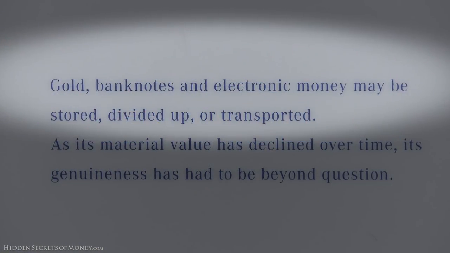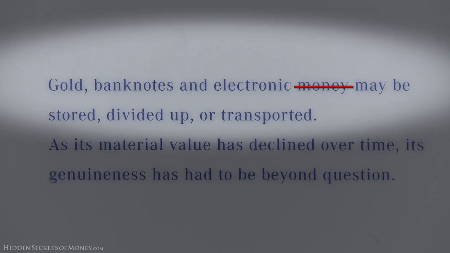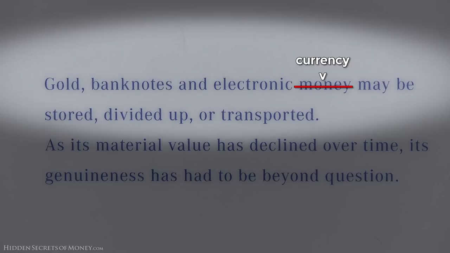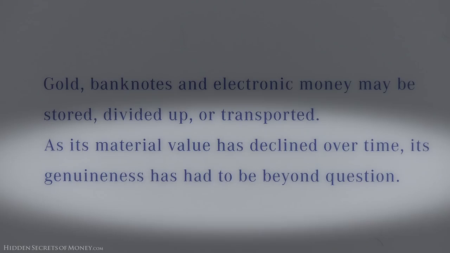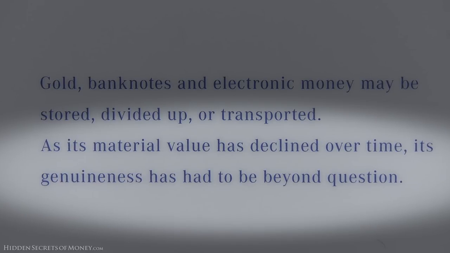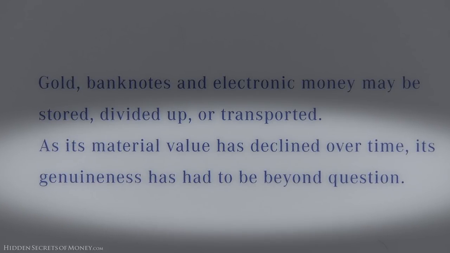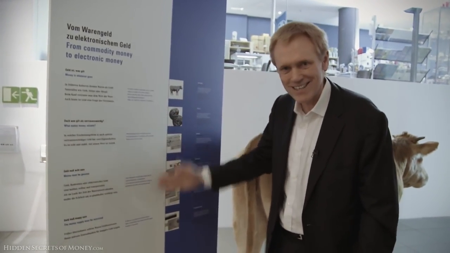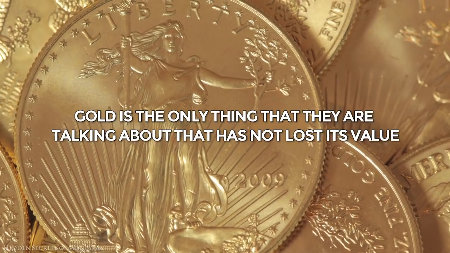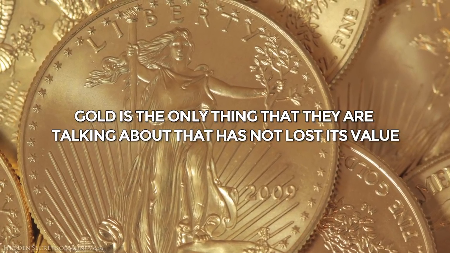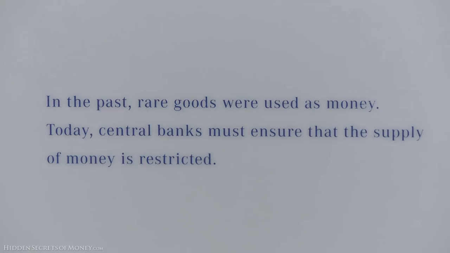Gold, banknotes, and electronic money, meaning electronic currency, may be stored, divided up, or transported. As its material value has declined over time, its genuineness has had to be beyond question. Well, this one says that it's got to maintain its value, and right here they're contradicting the next one. The one thing here, gold, is the only thing that they're talking about that has not lost its value. In the past, rare goods were used as money.